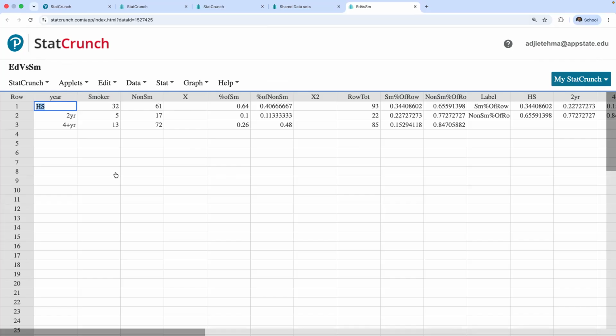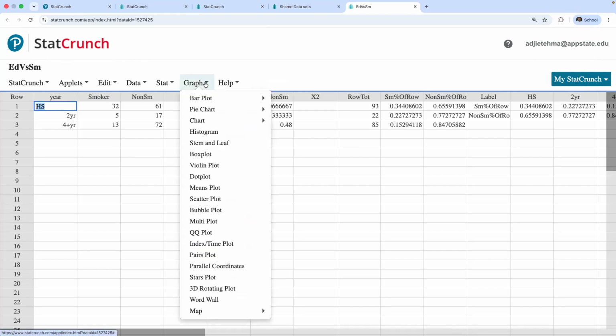Okay, now let's try to represent this using graphs. So because we have two categorical variables, we can either use stacked bar graphs, or we could also use vertical bars to represent them. So for example, let's go to graph. You go to graph, and then we go to chart, and then we go to columns.